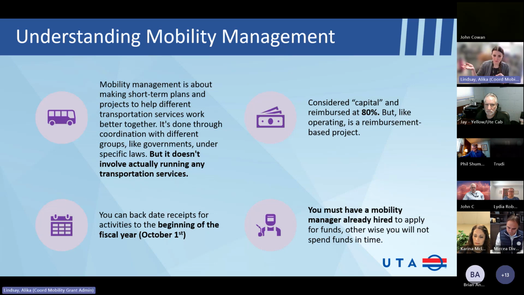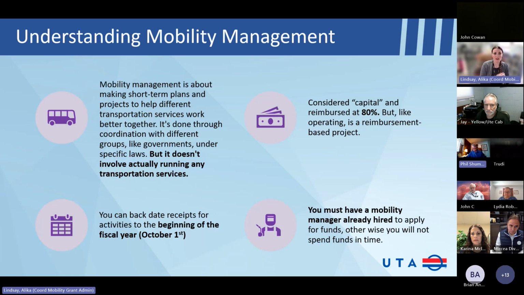So it is considered capital because we reimburse it at 80%, but we treat it more like operating, where you submit an invoice for reimbursement, you have to have backup documents, and you have to incur those costs and track them similar to how you track and record operating expenses. So also with mobility management, you can backdate your receipts for activities to the beginning of the federal fiscal year, October 1st.